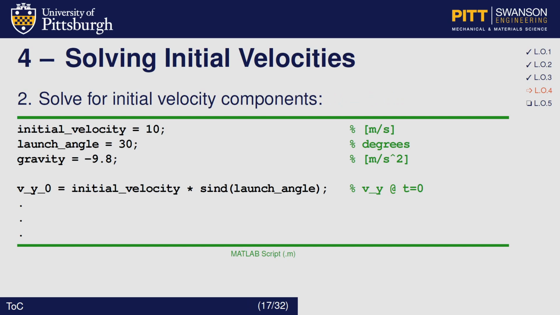Then to simplify later steps, let's define a variable to store the initial y velocity as the sine component and one to define the initial x velocity as the cosine component. Note that the d on the sine and cosine functions denote that the input is using degrees. If you omit the d, it is taken as radians.